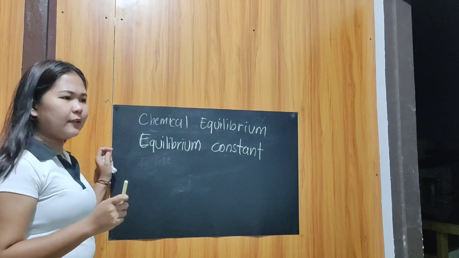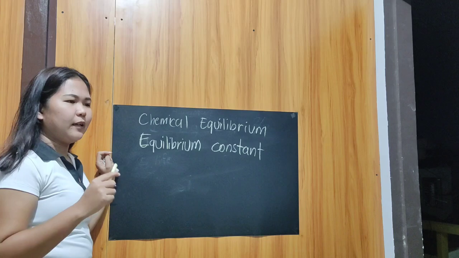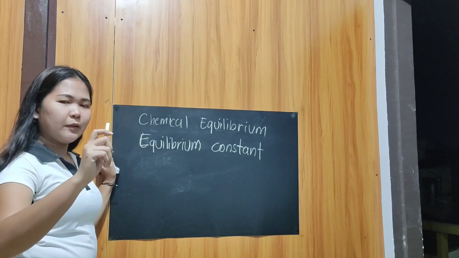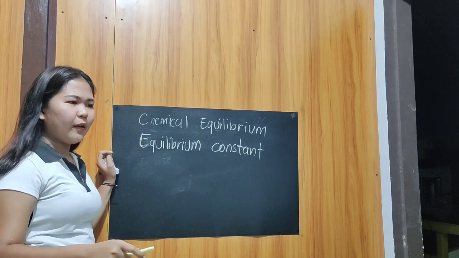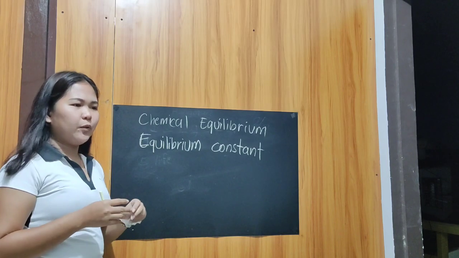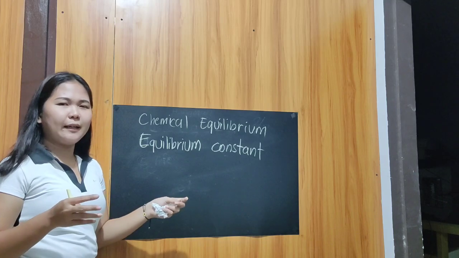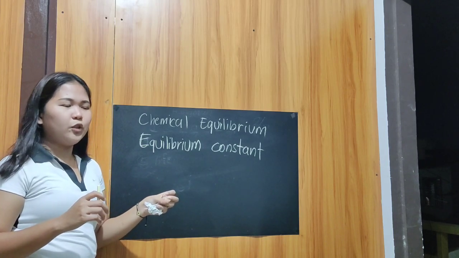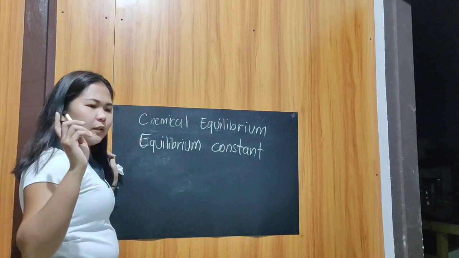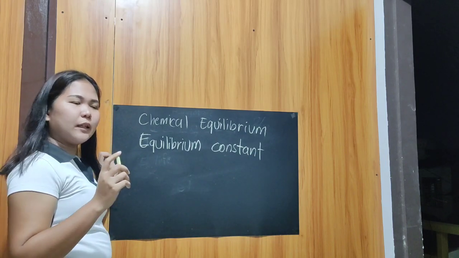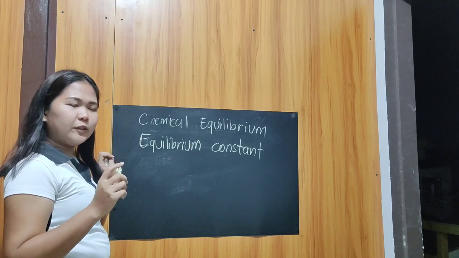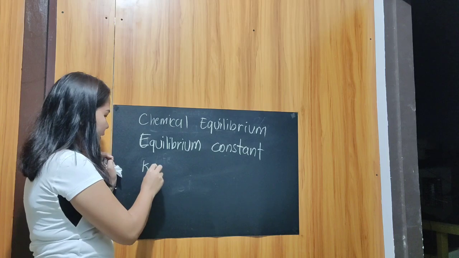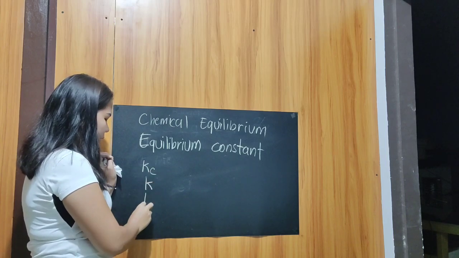When the question is find the equilibrium constant expression of this reaction, so as not to get confused, there is no unit. If the question says write the equilibrium constant expression of the reaction, it is either Kc, K, or Keq.